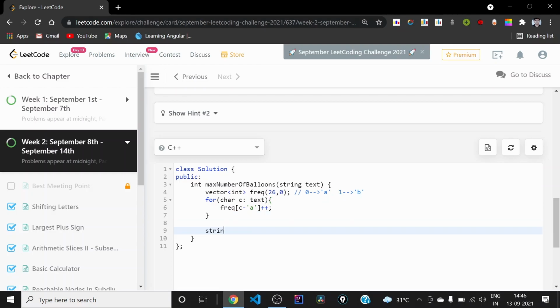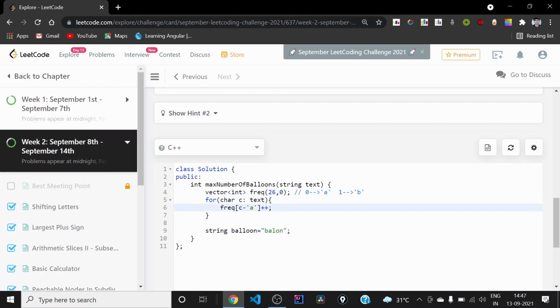So this will calculate the frequency. Now we will need to know what are the unique characters present in the word balloon. So one is B, then A, L, O, N. These are the unique characters that are present in the word balloon.